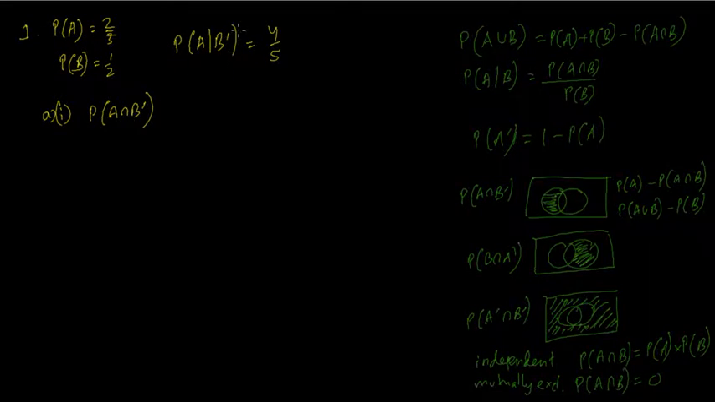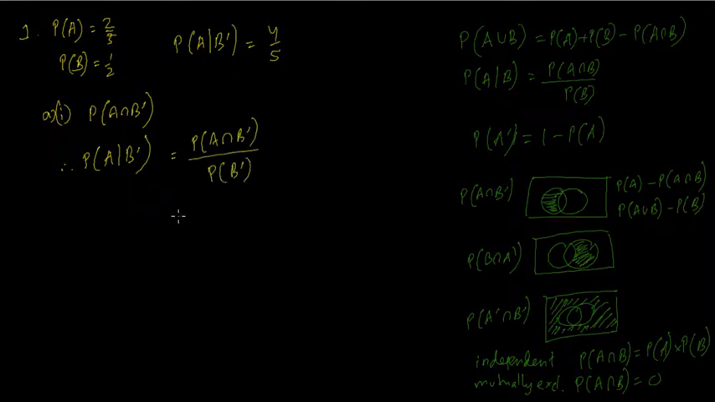The formula here is for conditional probability. The conditional probability formula is: the first event conditional on the second is the intersection between the two divided by the second one. Therefore probability of A conditional B prime is the first one intersection the second one, divided by the second one. We know A conditional B prime is 4 by 5, so let me plug in 4 by 5, and we have to find probability of A intersection B prime.